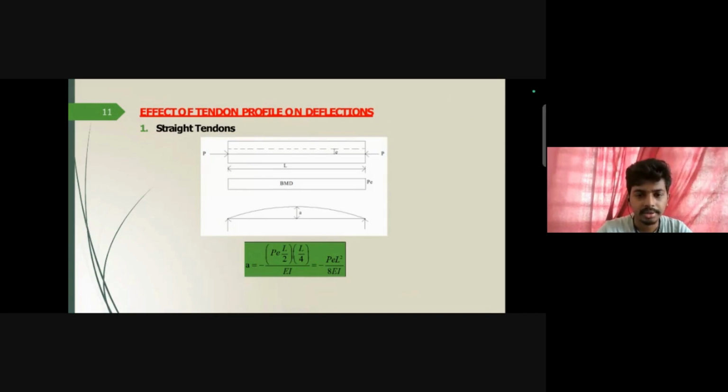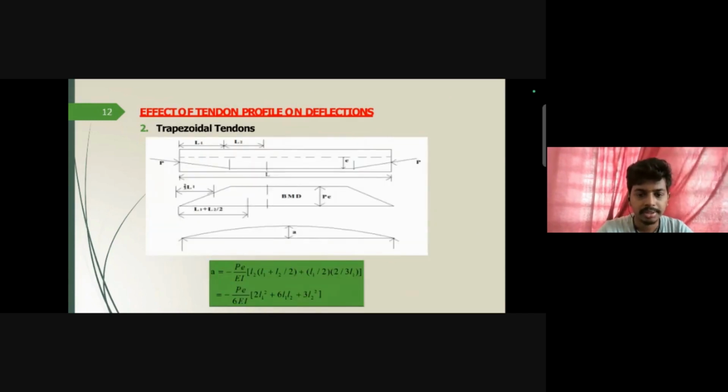This is the straight tendon. For a straight tendon with an eccentricity e, we get a deflection of Pe times L by 2 into L by 4, the whole upon EI. That is PeL squared by 8EI, which is negative because it's moving upwards.